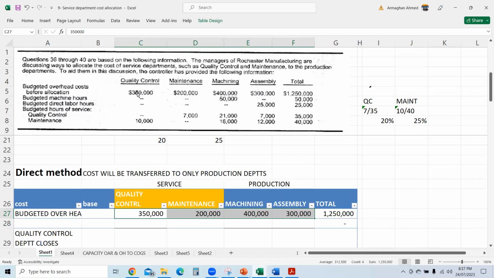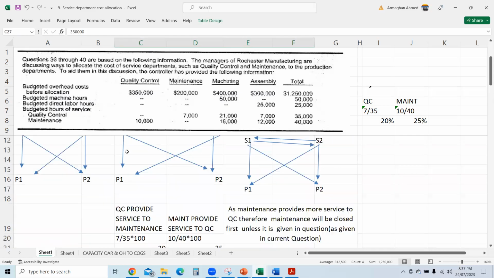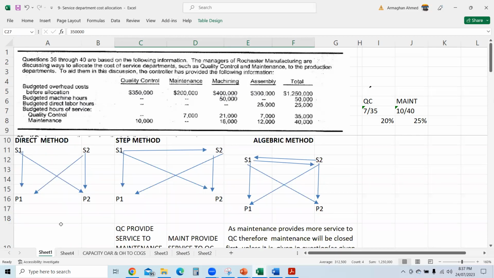350,000. According to the direct method, we have to transfer this cost to production departments only. The production departments are machining and assembly. So this 350,000 cost we will transfer only to machining and assembly. How many hours is quality control providing to machining? 21. How much to assembly? 7. The total will be 28.